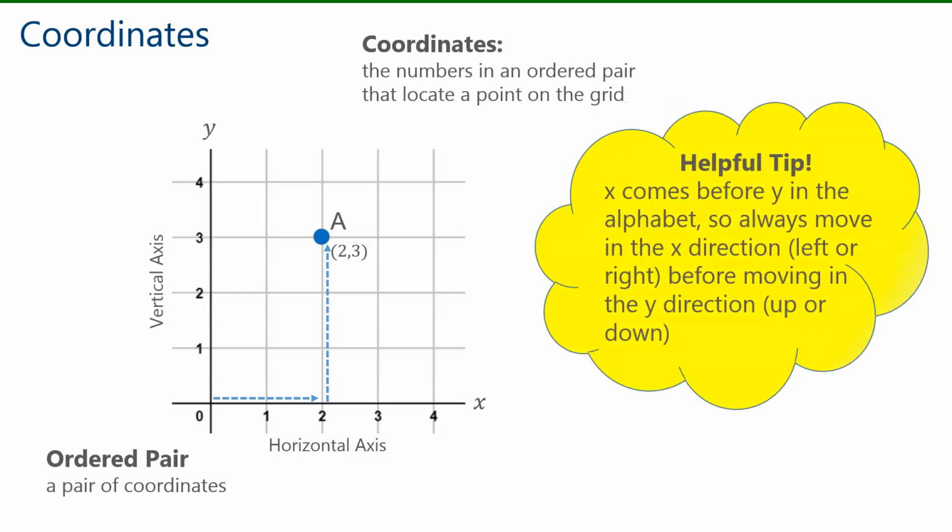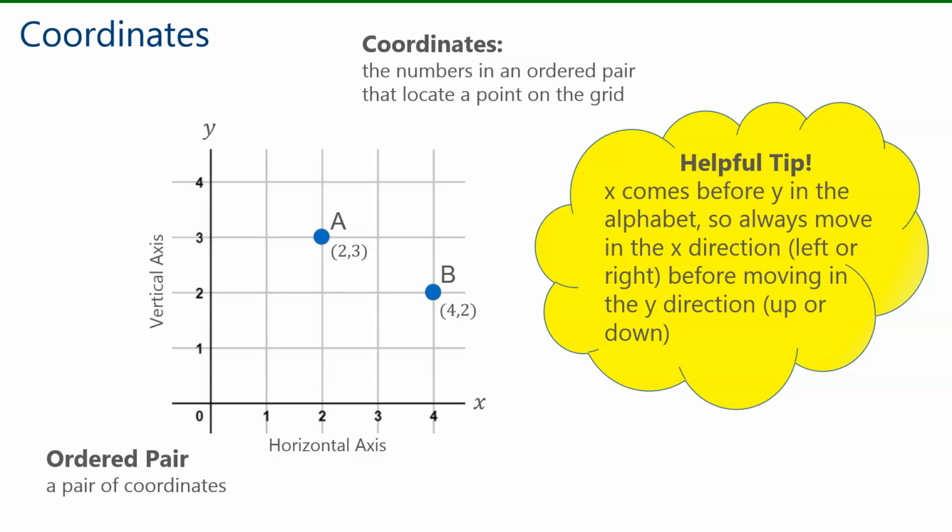A helpful tip to remember which direction comes first is that X comes before Y in the alphabet, so we always move in the X direction before we move in the Y direction. What are the coordinates of point B? First, start at 0, go 4 units to the right, then go 2 units up. The coordinates of B are 4, 2.